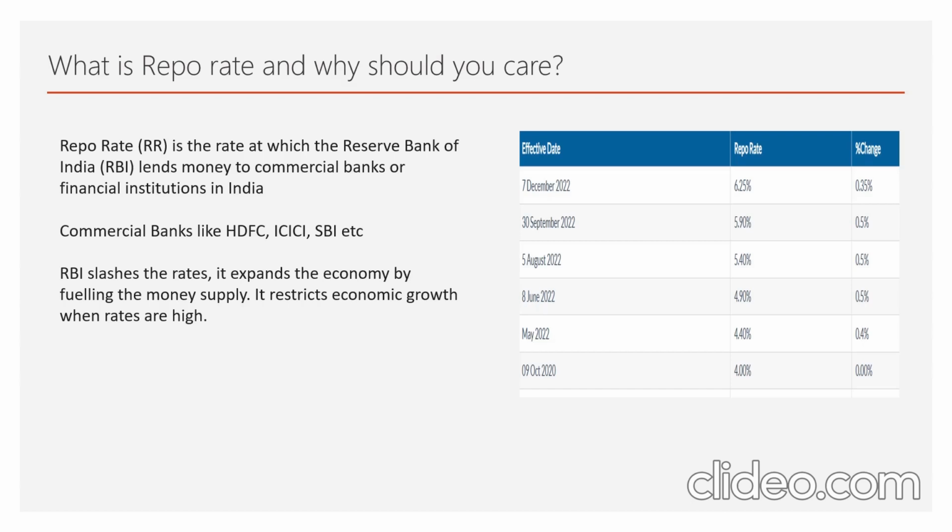And when RBI slashes the repo rate, it expands the economy because the money supply will increase as the rate will be less. If you see the data from 2020 till 2022, currently it's 6.25% in December 2022, and it has increased from 4%. So around a 2.25% rate jump has happened. So definitely there will be a cost incurred on companies and normal citizens when they take a loan. So they might delay a lot of decisions.